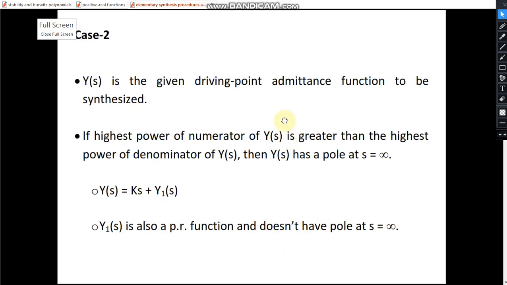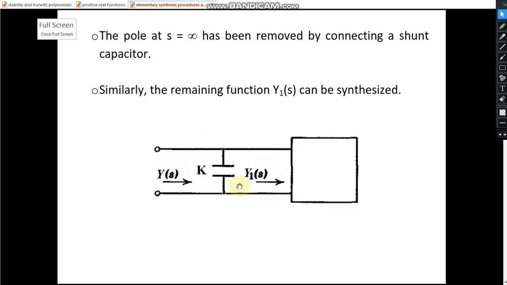Now suppose it was Y, not Z. The same thing, everything is the same, but whenever we remove this, because this is Y, this thing and this thing, Y1 and Y2, will be in parallel, and Y as Ks is nothing but a capacitance. So parallel means like this. If we connect this outside, now we have removed the pole at infinity.